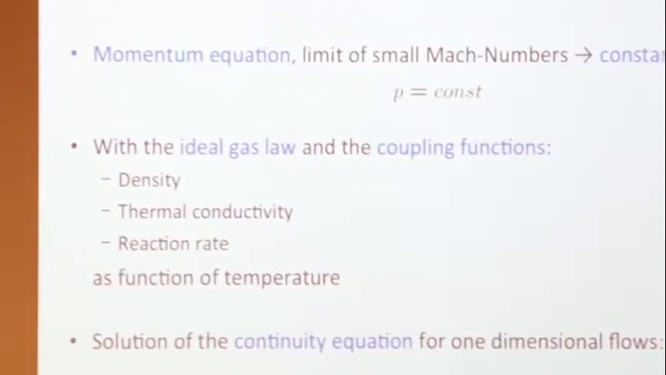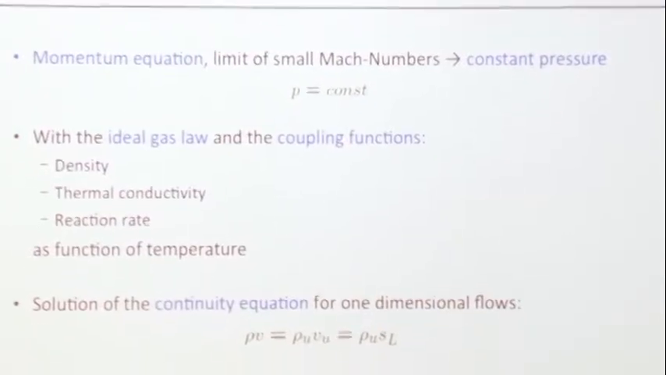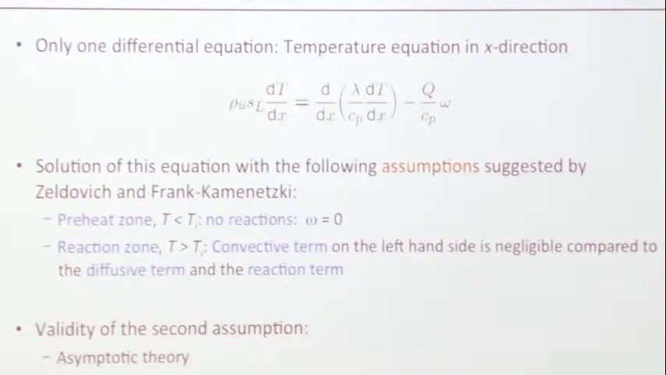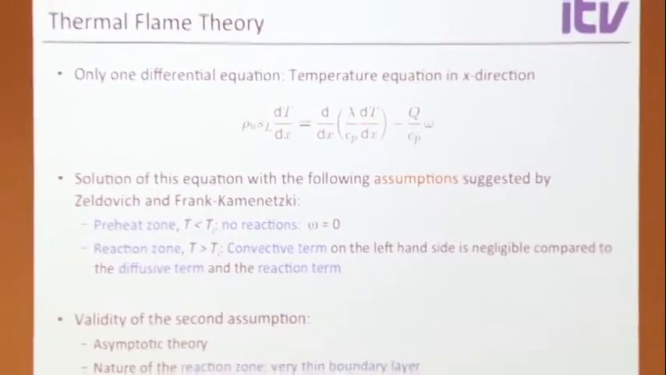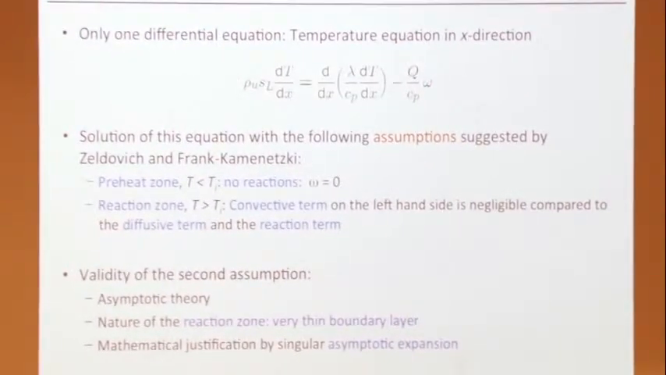So we make a low Mach number assumption here. Pressure is constant. So everything is now just a function of temperature. Again, we can integrate the continuity equation here: rho V is equal to rho U times SL. And then this is the temperature equation, and this is the only equation we need. You see it has SL, which is what we want at the end of the day. It has the chemical source term, and the chemical source term now is quite complex. It's very nonlinear, so it's not easy to integrate this.